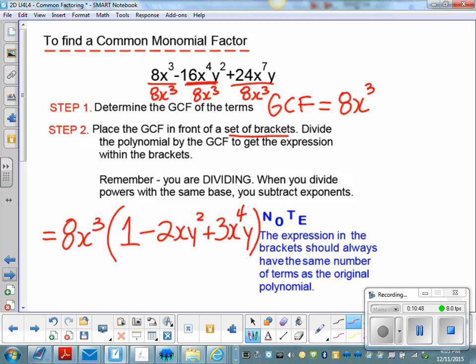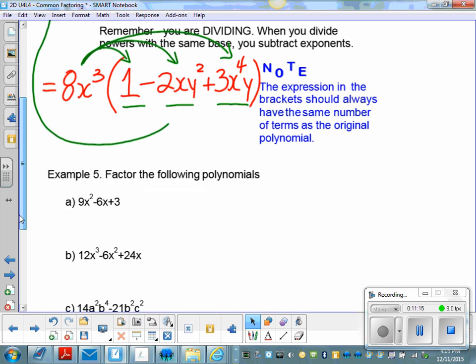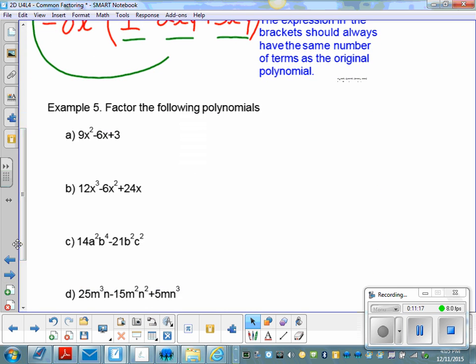And remember that this expression in the bracket should have the same number of terms as the original question. Because if we were to expand this now, which is the opposite of factoring, our answer would be what we started with up there. So you can always double check to make sure that you've done that correctly. So let's try some questions here.